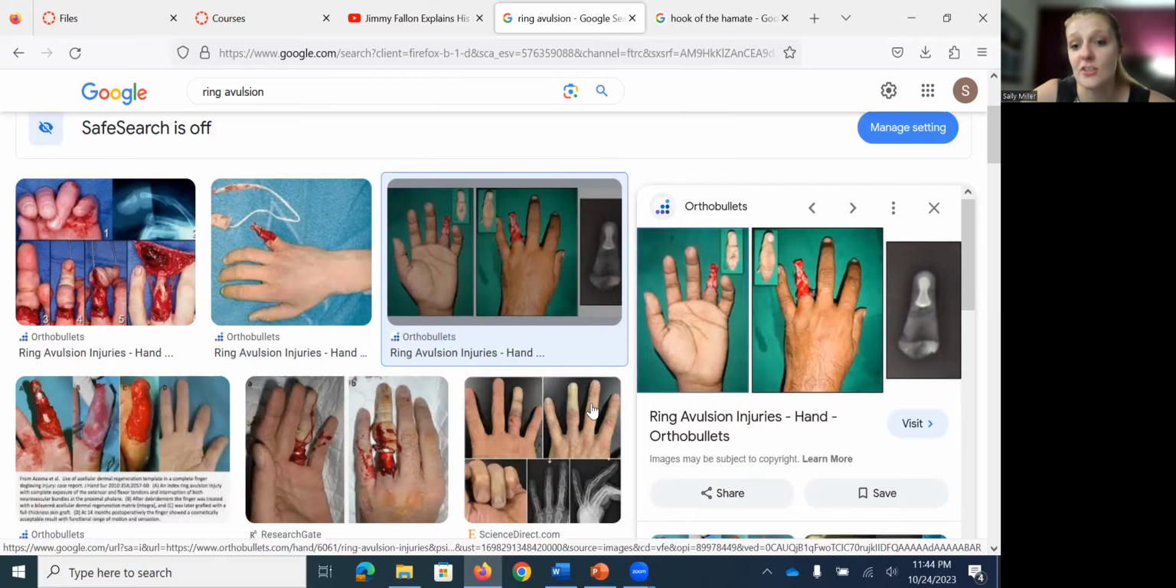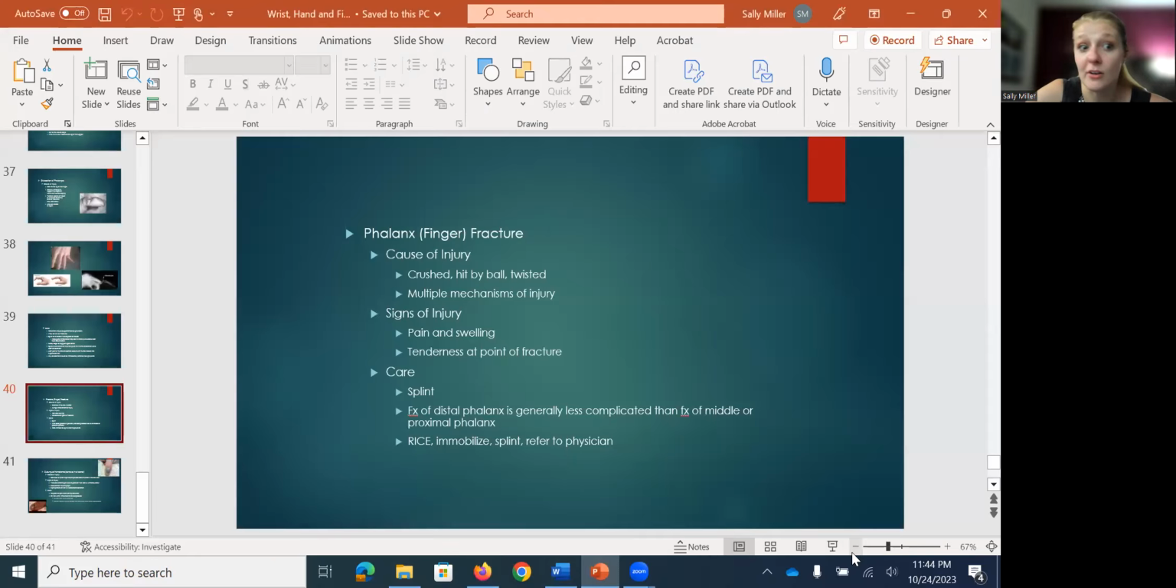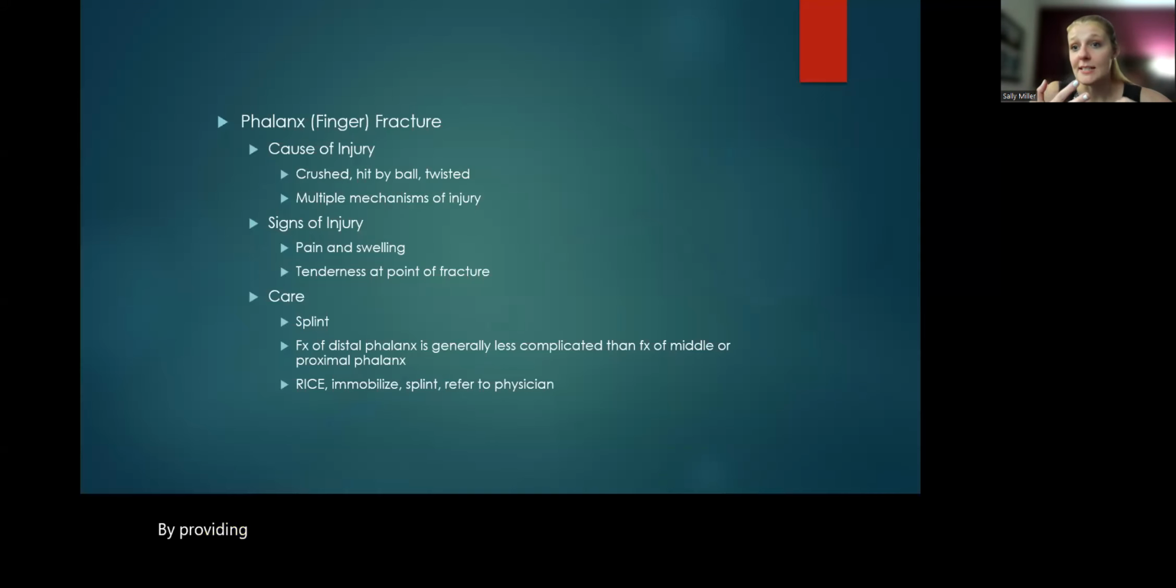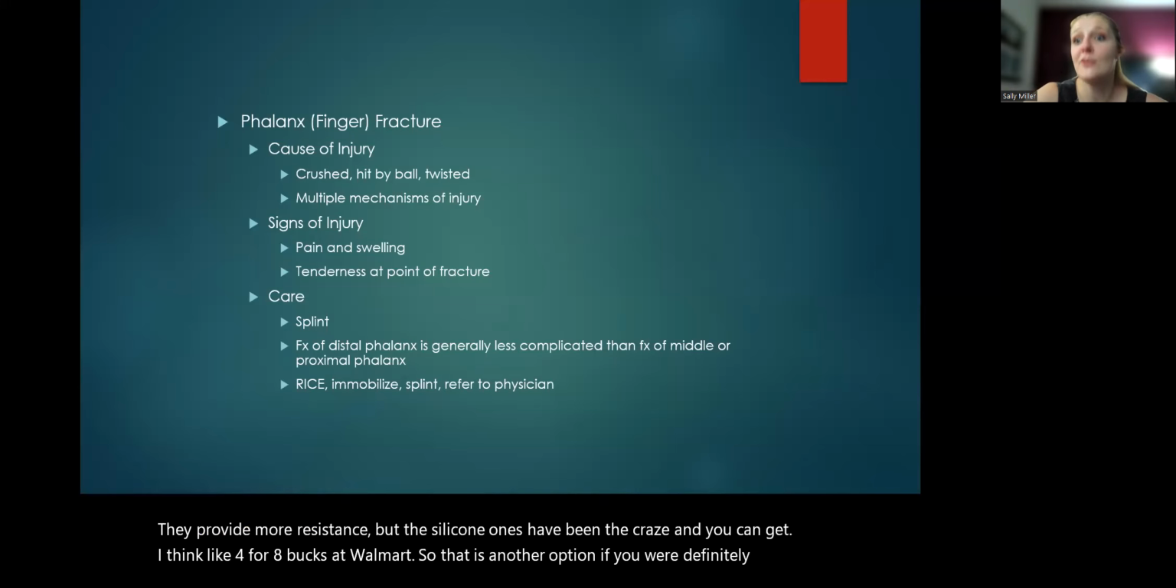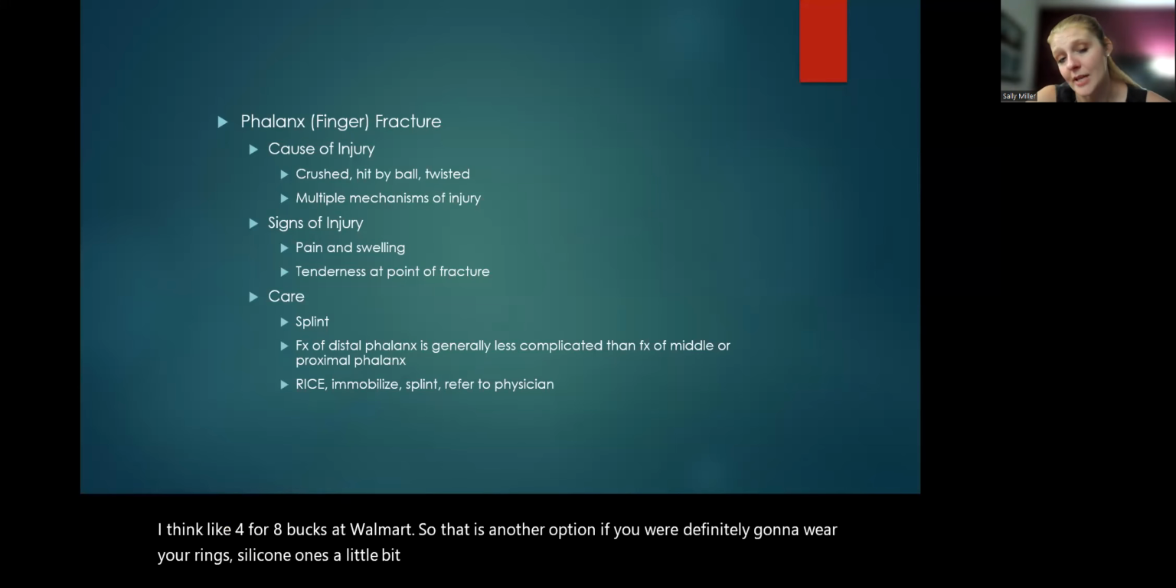So the safest thing to do is just not wear a lot of metal, especially wedding rings, wedding bands, because they'll provide more resistance. But the silicone ones have been the craze, and you can get, I think, like 4 for $8 at Walmart. So that is another option if you were definitely going to wear your rings. Silicone ones are a little bit safer, but any kind of extra thing on your hand can cause this to happen.